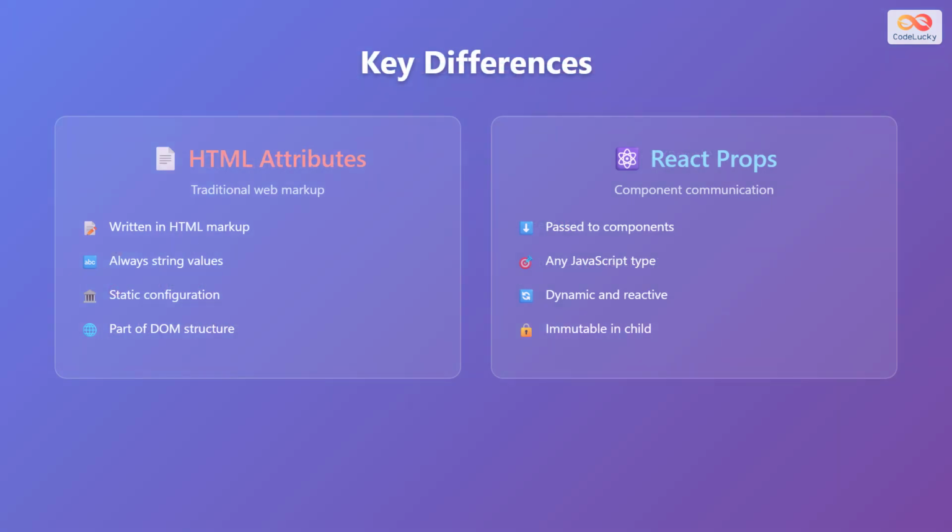Let's summarize the key differences. HTML attributes are written in HTML markup, always have string values, represent static configurations, and are part of the document object model structure. On the other hand, React props are passed to components, can be any JavaScript type, are dynamic and reactive, and are immutable in the child component.